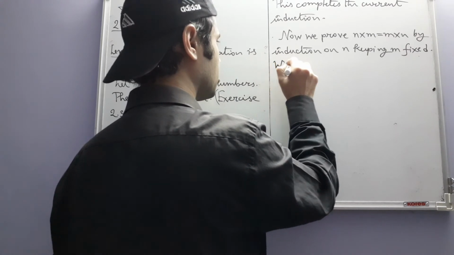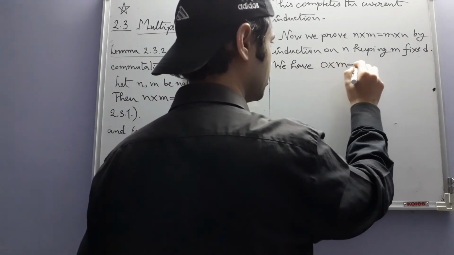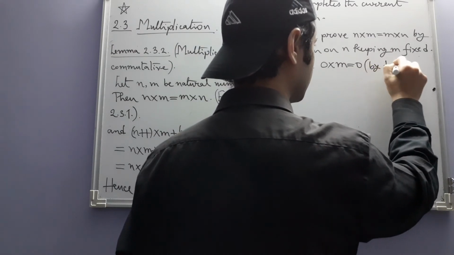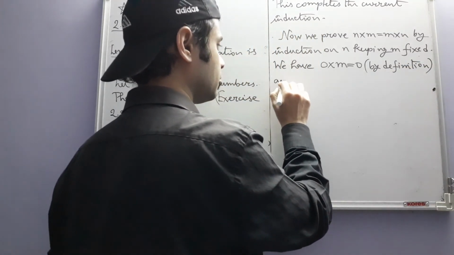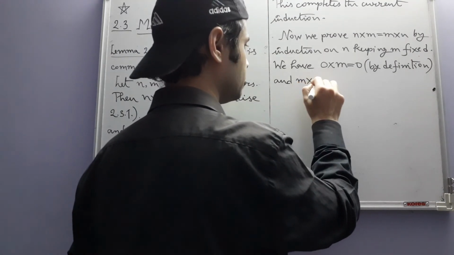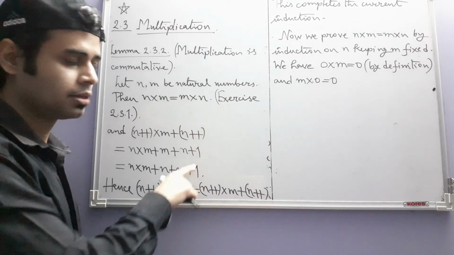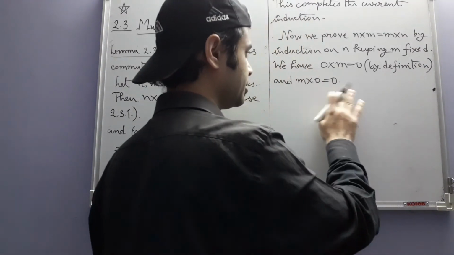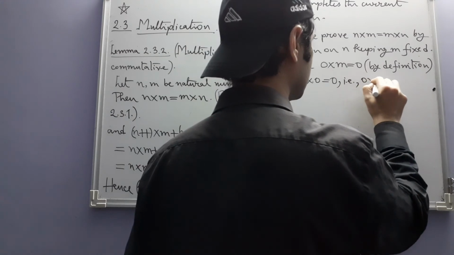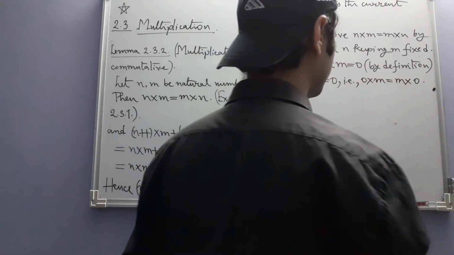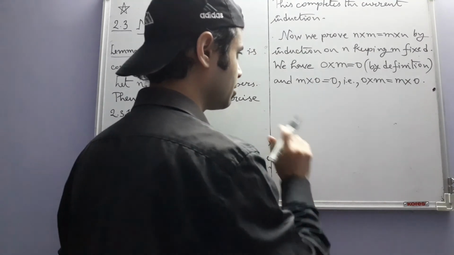The first case is N equal to 0. 0 cross M equal to 0. This is by definition of multiplication. And M cross 0 is also equal to 0. Now this comes from the thing we have proved in the beginning itself, that 0 cross M is equal to M cross 0. So we have this result when N is 0. So this is the basis for our third induction, or actual proof.